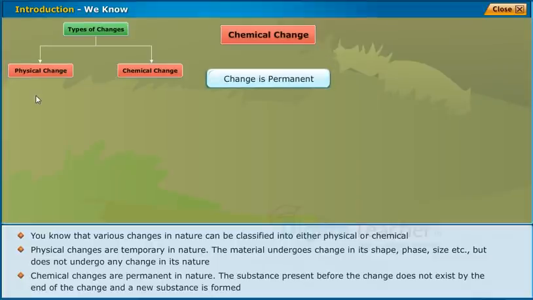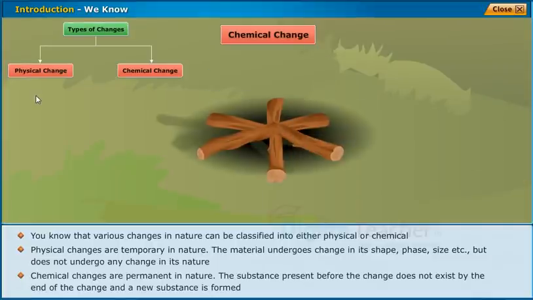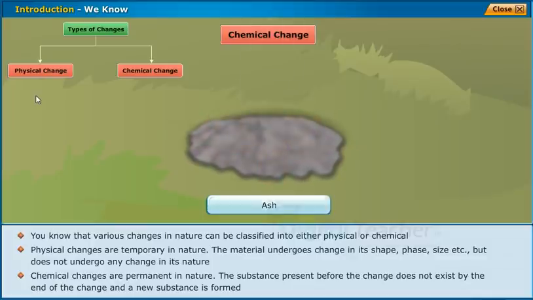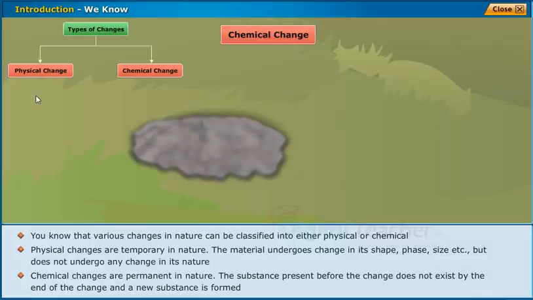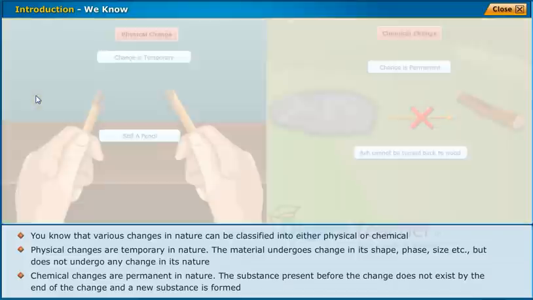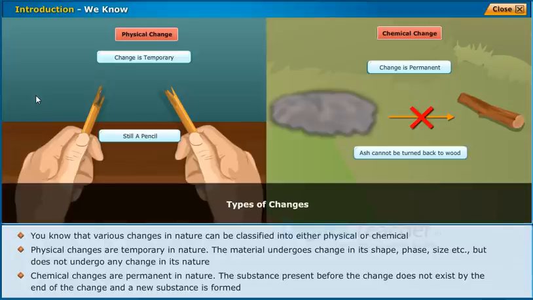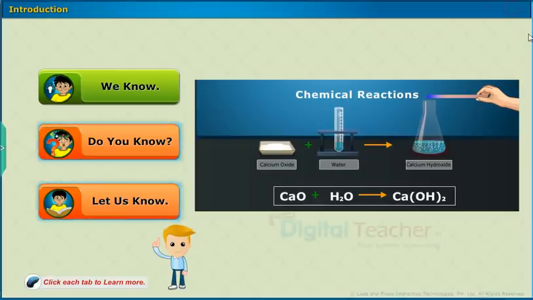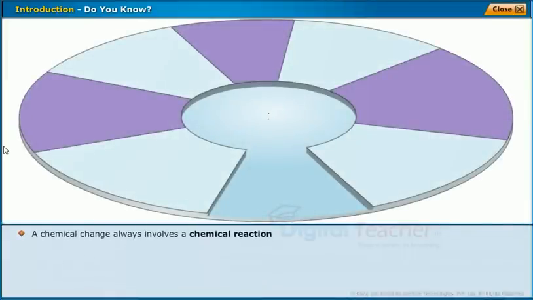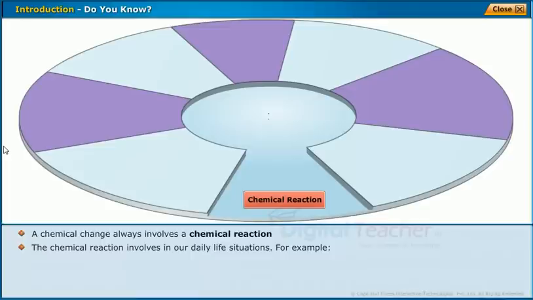Chemical changes are permanent in nature. The substance present before the change does not exist by the end of the change, and a new substance is formed. A chemical change always involves a chemical reaction. Chemical reactions are involved in our daily life situations.